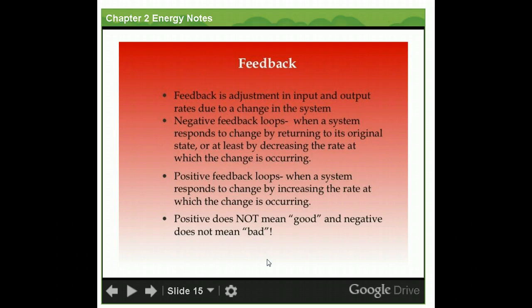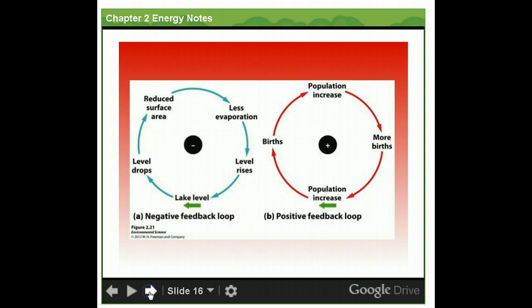Those steady states can have feedback loops. If you have a negative feedback, it's going to decrease the rate at which the change is happening. A positive is going to increase the rate. Okay, so negative is decreasing the rate, and positive is increasing the rate. And they don't mean good or bad. Negative doesn't mean bad. Positive doesn't mean good.